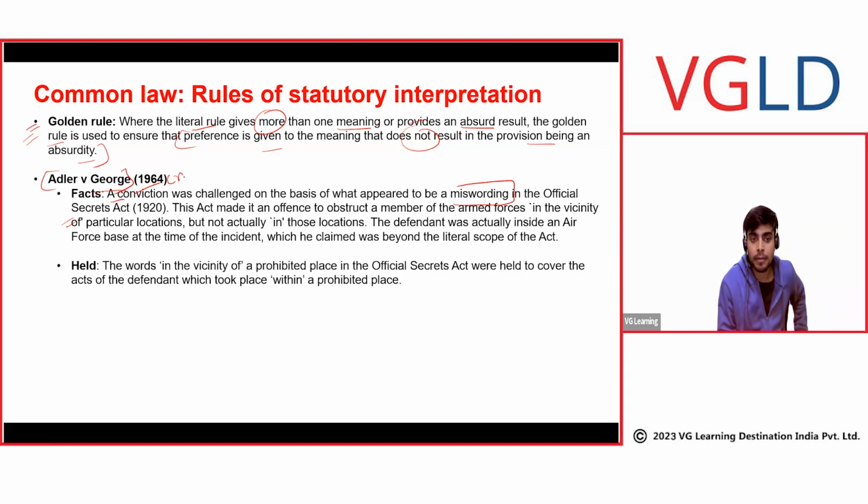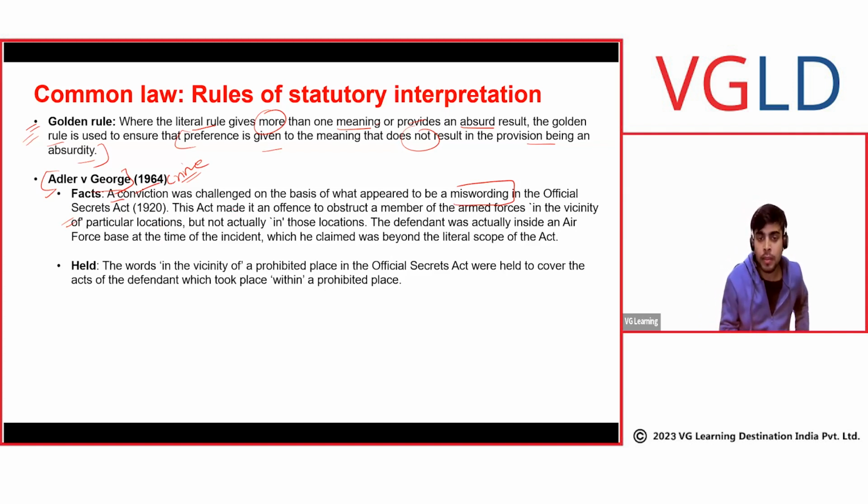Conviction is for a crime. Conviction always happens for a crime. I'm not sure why this is Adler versus George. Interesting. It shouldn't be Adler versus George. Not sure what happened here, because conviction is for a crime, and if this is a crime, it should be State versus the party.